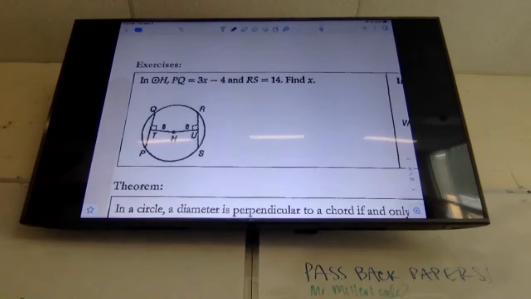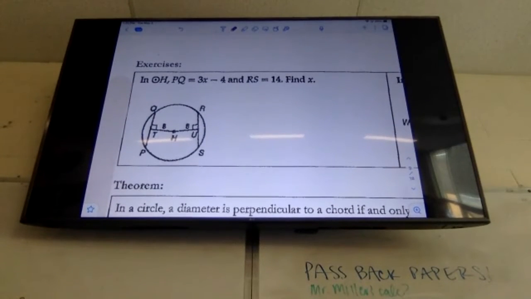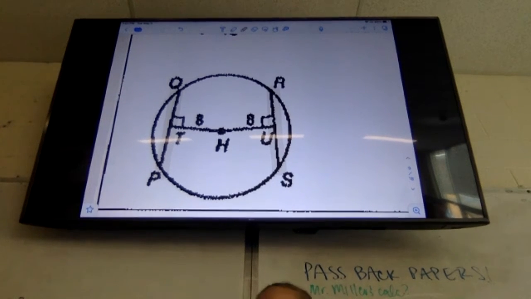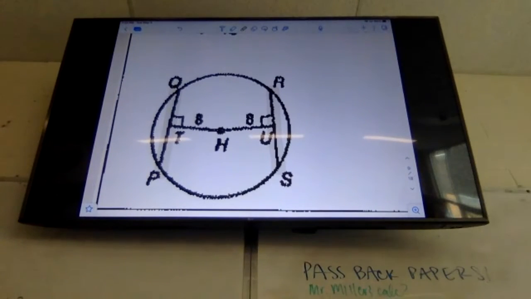The first one says, in circle H, PQ is 3x minus 4 and RS is 14. We want to find x. What do we know about PQ and RS? They are both chords. What else do I know about them? They're parallel. We don't know that. They're equal. Why are they equal? Because TH and HU are equal. Because?